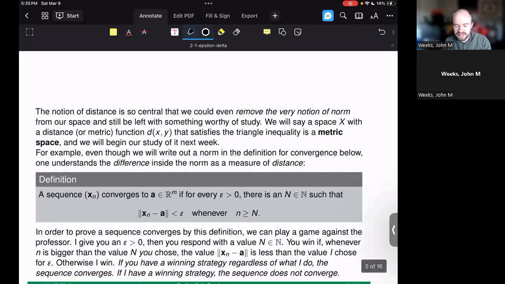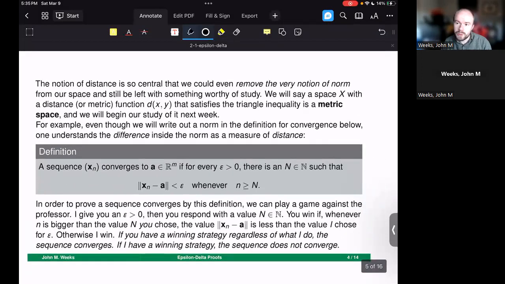The notion of distance is so central to what we're doing in this class in particular that we could remove the very notion of norm from our space. Now, this one's a little bit tricky. Think about what this is, removing the notion of norm. That is the fact that these things have some sort of quote unquote distance from zero. Well, what if you live in a space where there is no zero? What if you live in a space where it's harder to determine things like distance from a given point and call that something like norm?